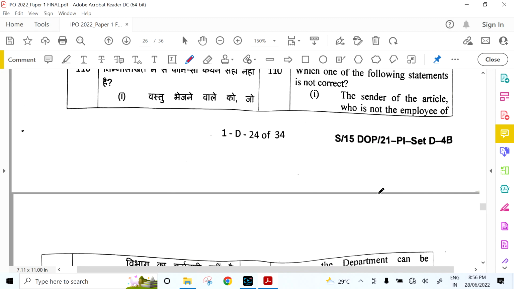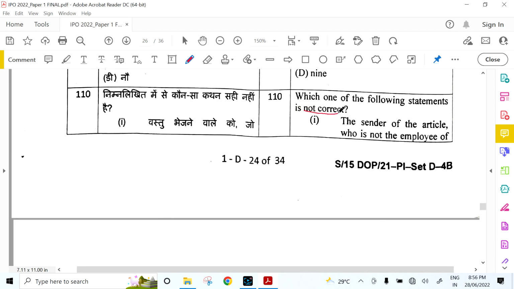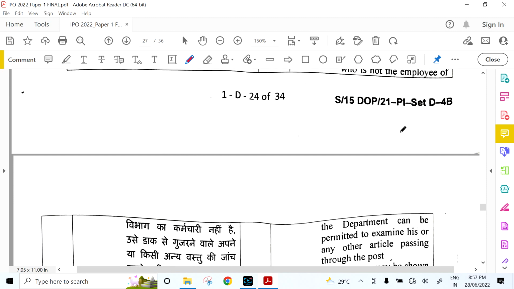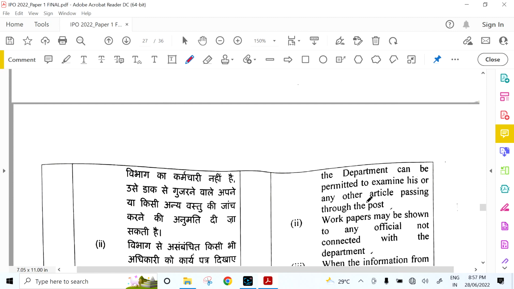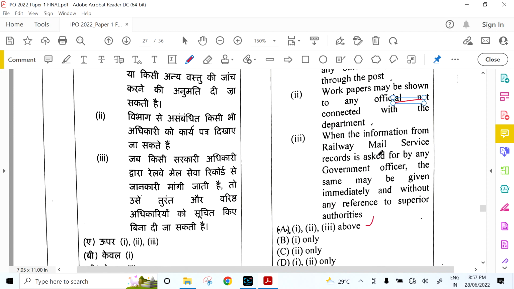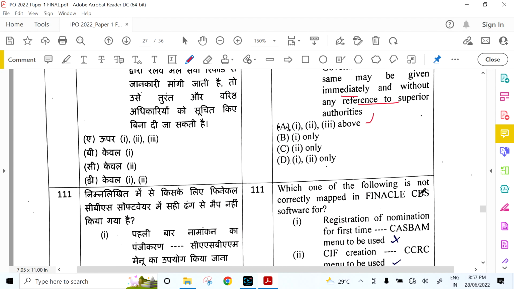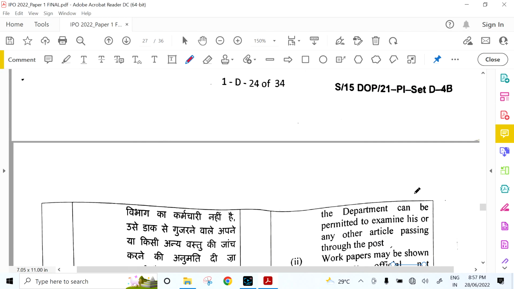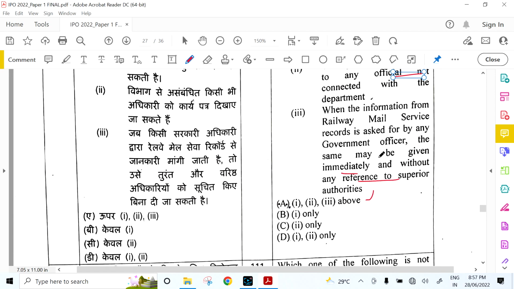That means they are all not correct, because the sender of the article who is not employee of the department can be permitted to examine any article. No one should be allowed, so it is wrong. Work papers may be shown to any official not connected to department. It should not be shown. That is wrong. When the RMS records is asked for, the same may be given immediately without reference. It should be referred to the superior authorities for orders, then only it should be given. So these three are wrong. So answer is A. Not correct, it is given here. So the answer is A.